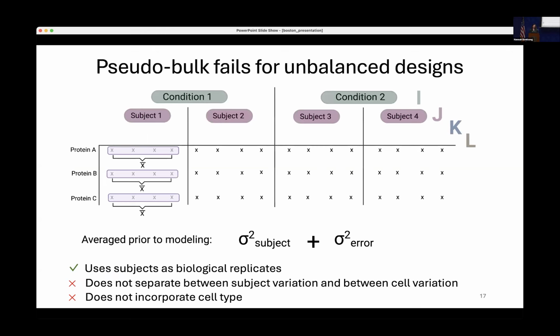All right, so the next model is pseudobulk. You can see right away that we're treating subjects as the biological replicate, which is good, so it won't have that overfitting problem. But it is still averaging all the samples within a subject, so you're not going to get your cell type information incorporated, and you are combining your subject variability with your cell variability.